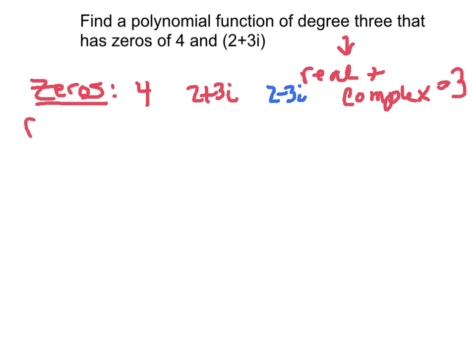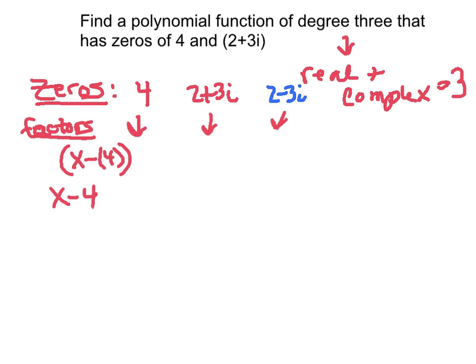Well, remember, if we know these are zeros, we can find the factors associated with these zeros. If 4 is a zero, then we know x minus 4, x minus the zero, is a factor. I'm going to put it in parentheses for a reason. It's just x minus 4. This was part of our Factor Theorem.